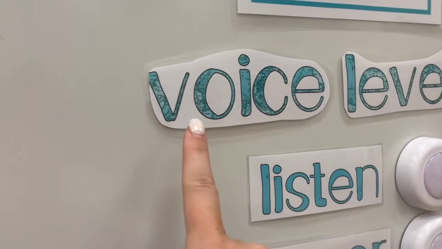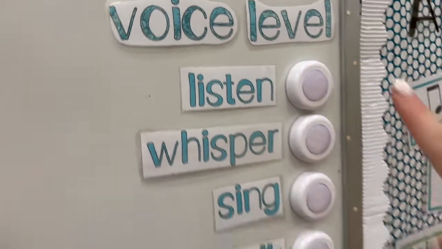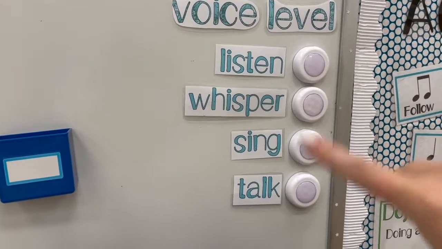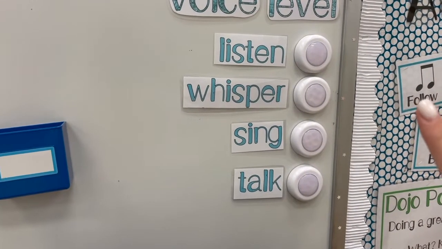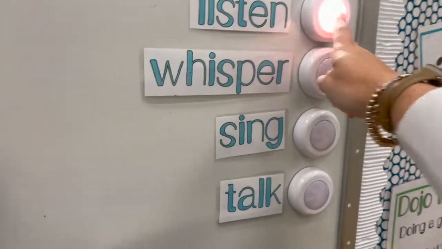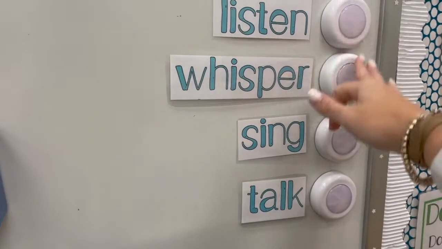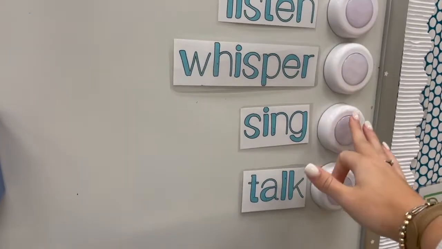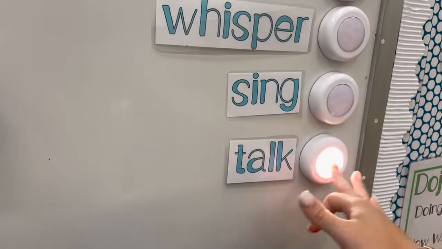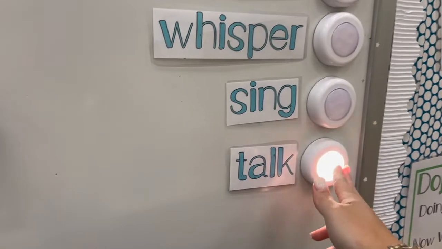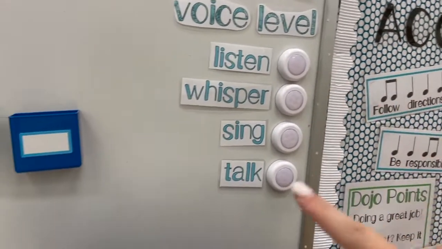You can see there's a map theme in the back. These are just blue. These I got off of Amazon, and I'm super excited to use them because I wanted something for voice levels, so we can talk about, okay, we're listening, so we're not talking at all, or we're whispering or singing, or you can talk like we're doing centers or something where the kids are talking. So I'm trying those out for the first time today.